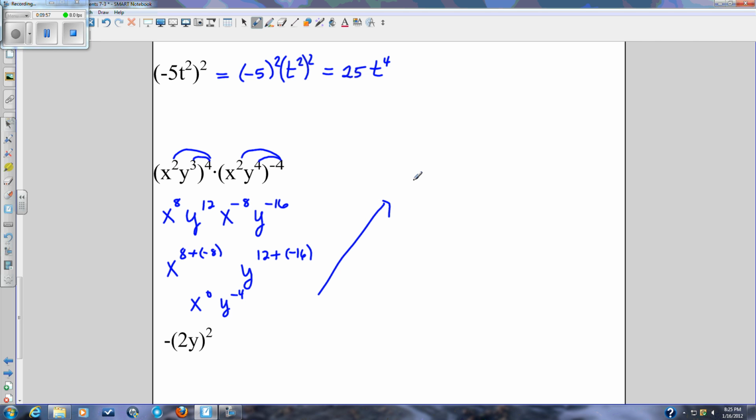Let's move it up here. X to the 0 is just 1. Anything raised to the 0 power is 1. So we've got 1y to the negative 4. You can't leave your answer with a negative exponent, so let's move y to the negative 4 to the denominator, and we end up with 1 over y to the positive 4.